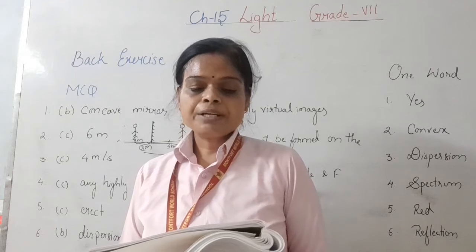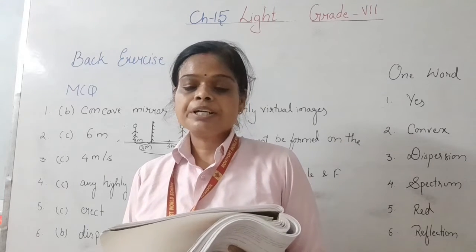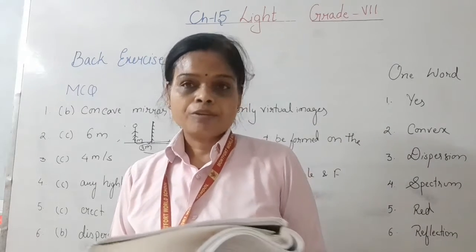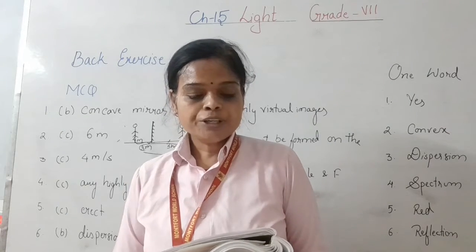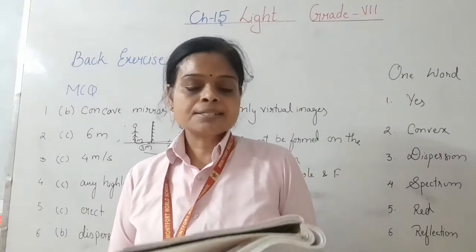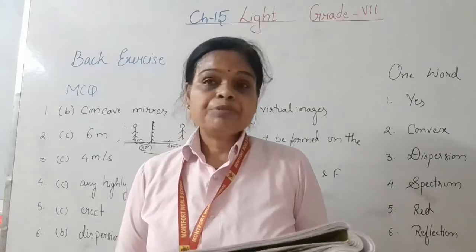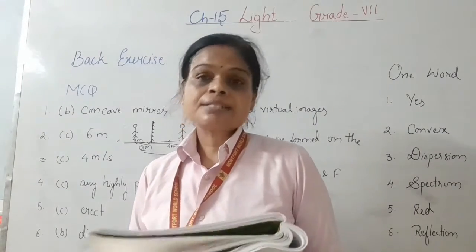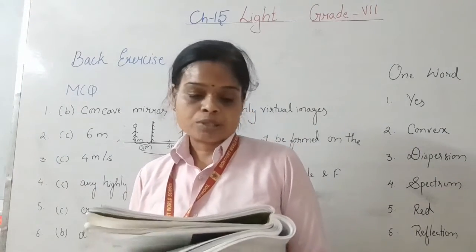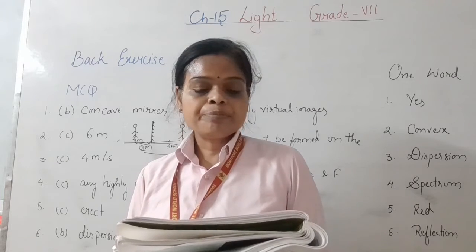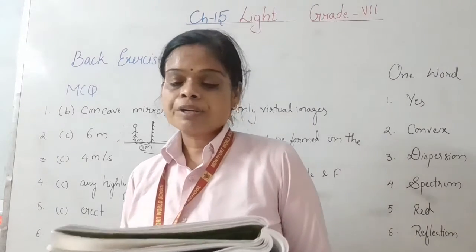We can always obtain a real, enlarged and inverted image by a concave mirror. False. Moon is a luminous body because it shines. It's not a luminous body. It does not, it reflects the light from the sun. So it's false. A lens which is thinner in the middle and thicker at the edge is a concave lens.